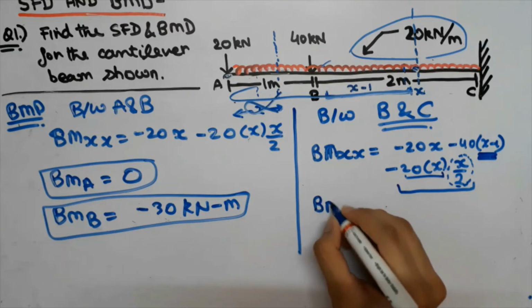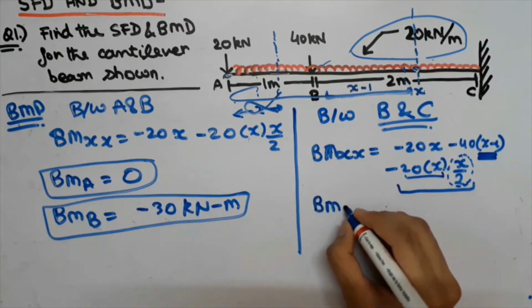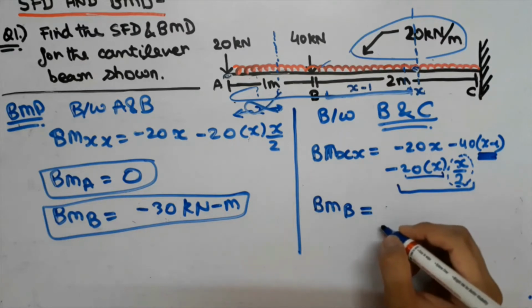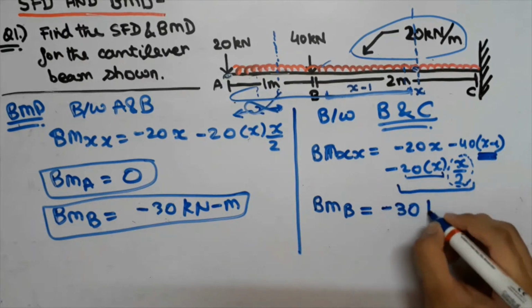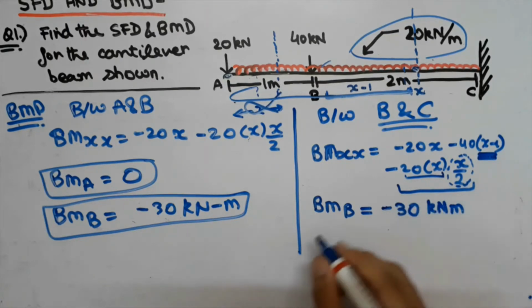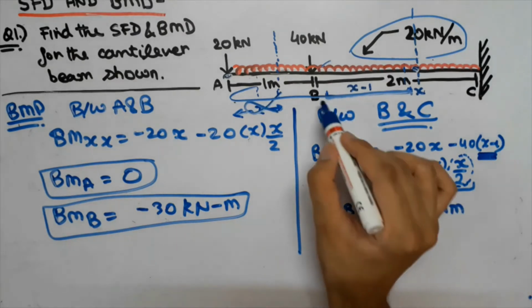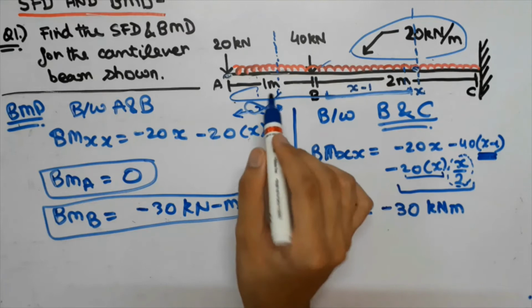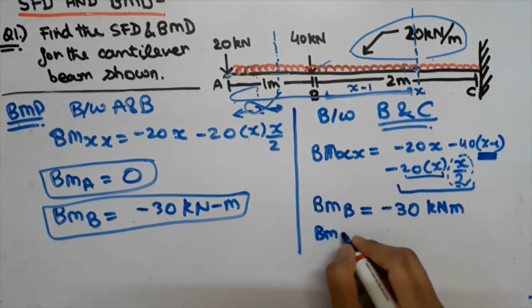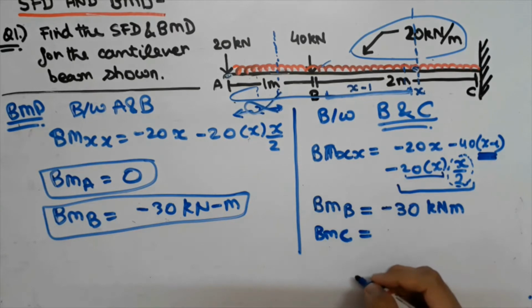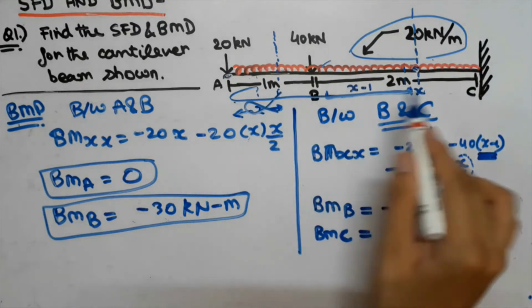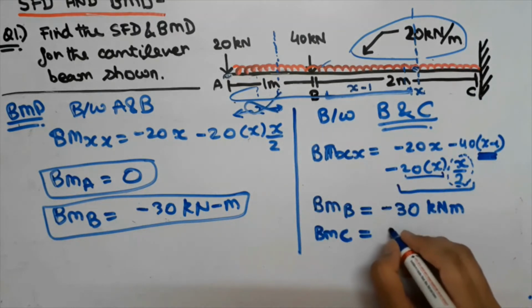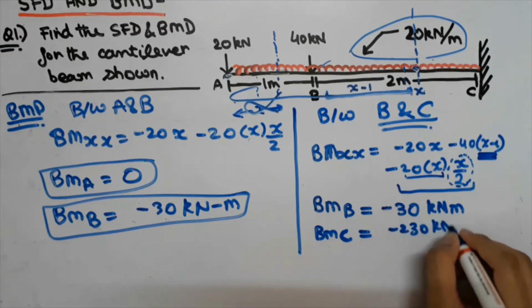So now similarly we are going to find the bending moment at point B. That is, we will name it as BMB. And we will replace the value of x by 1. On doing that, you will get minus 30 kilonewton meter. And we replace x by 1 because the distance of B from the starting point is 1 meter. And similarly, when we find the bending moment for point C, we will put the value of x as 3, because the distance of C from the origin is 3 meters. That is why on doing that, you will get the value of bending moment at C to be minus 230 kilonewton meter.